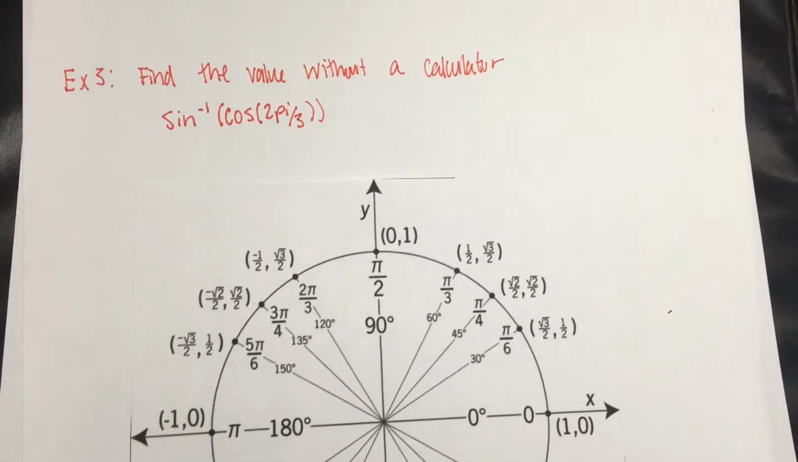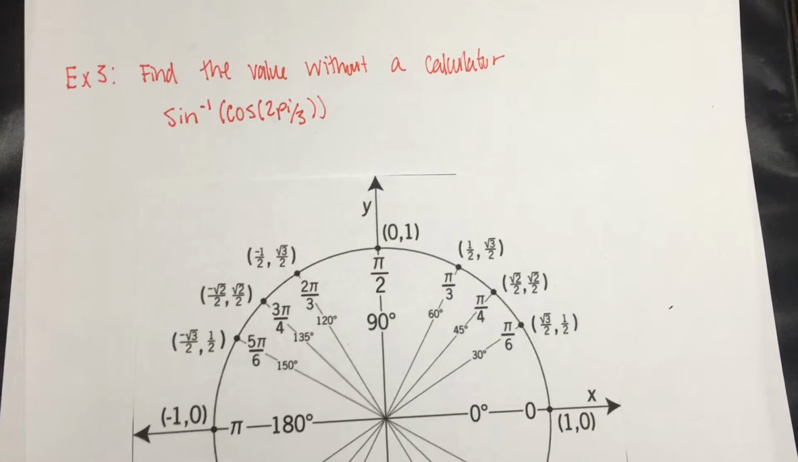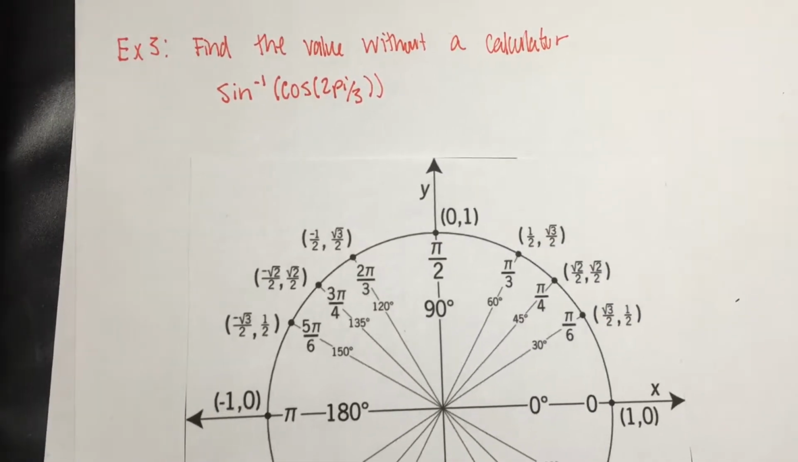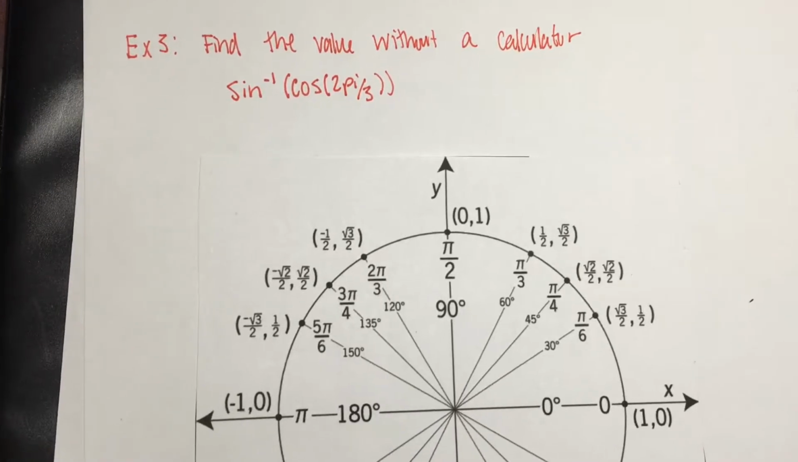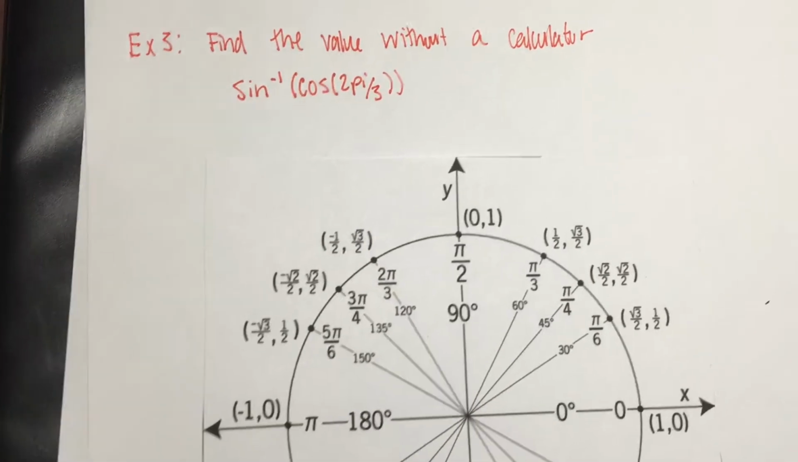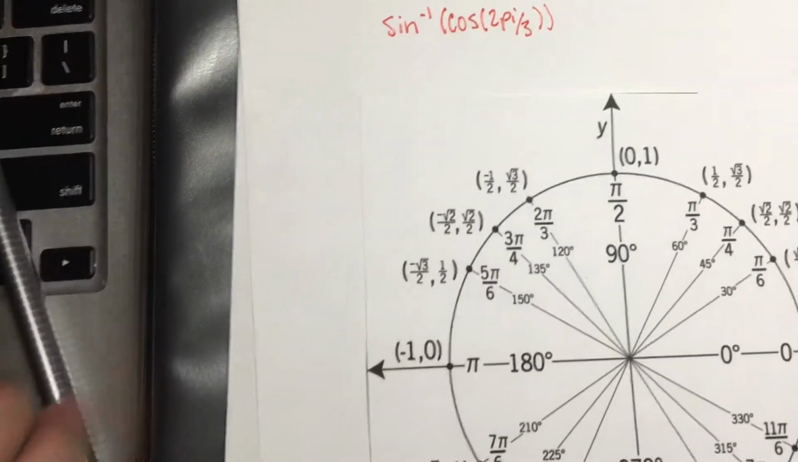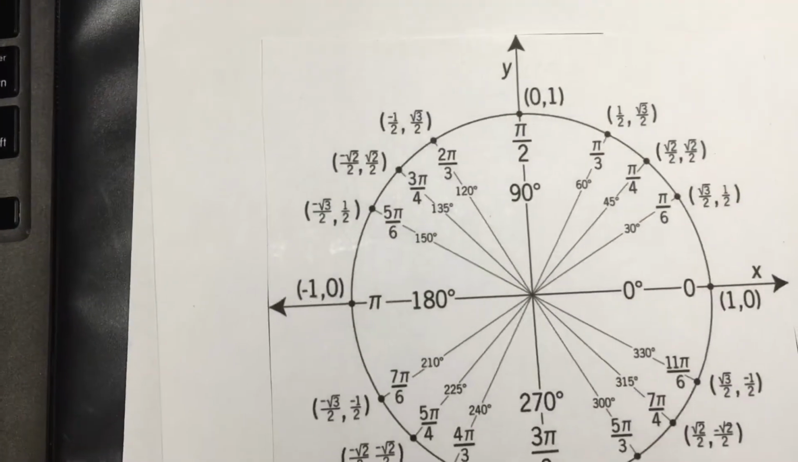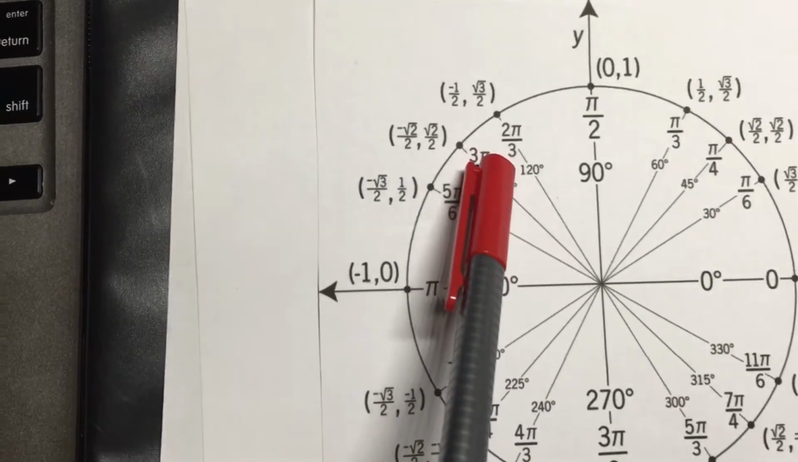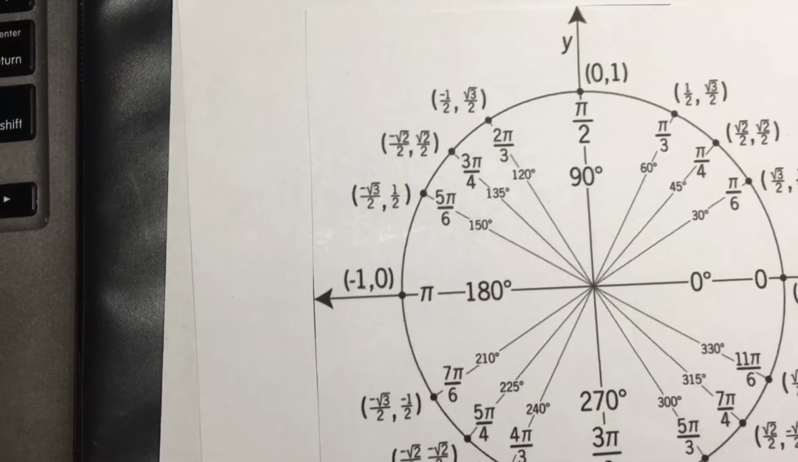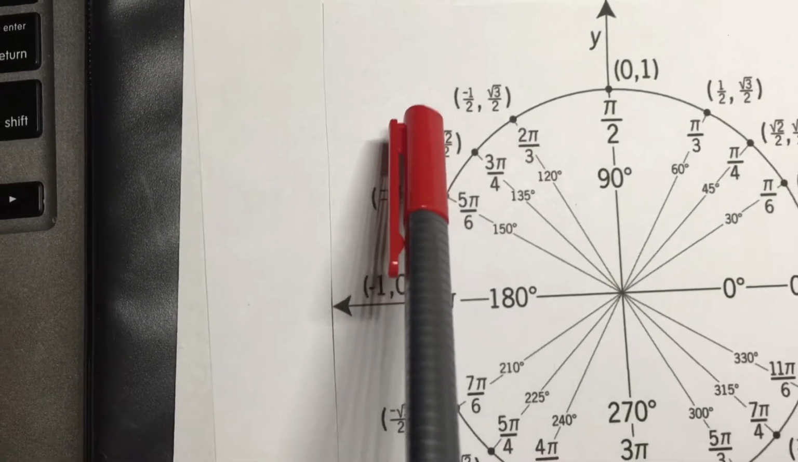This example is asking us to find the value without a calculator, which is sine to the -1 of cosine of 2 pi over 3. So once again, we're going to be looking at a unit circle, and let's try to find 2 pi over 3 on this diagram. If we look at this unit circle, we know that 2 pi over 3 is right here. So we're looking for the cosine, and this will be the first value of this coordinate, which is -1/2.